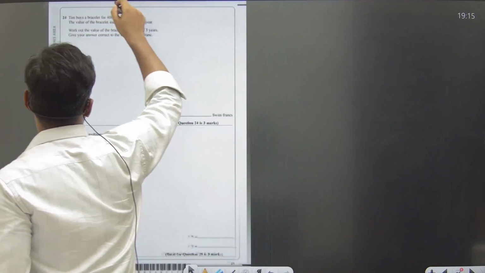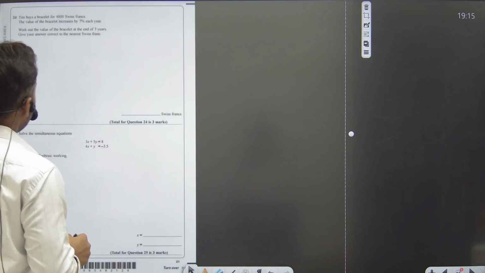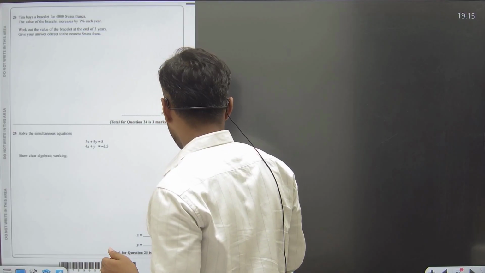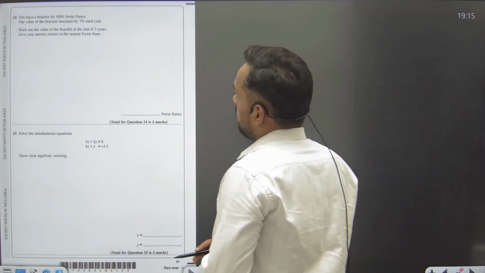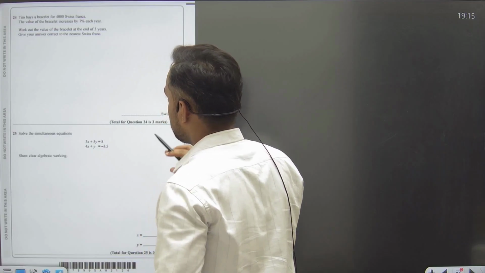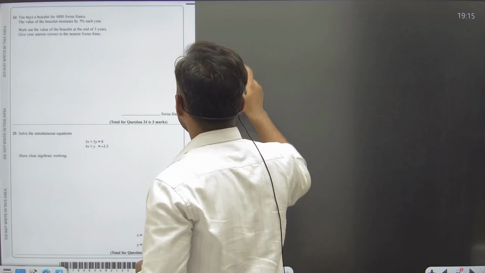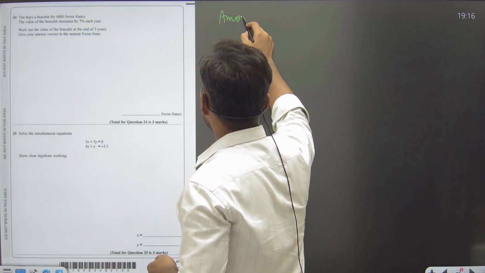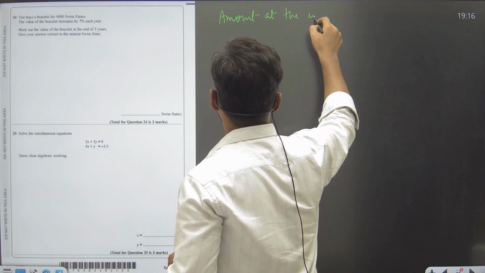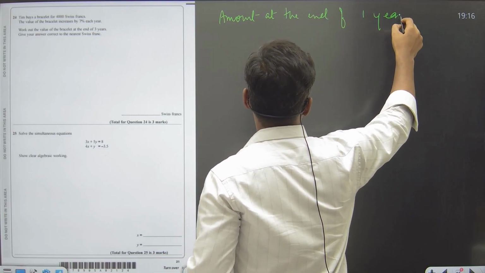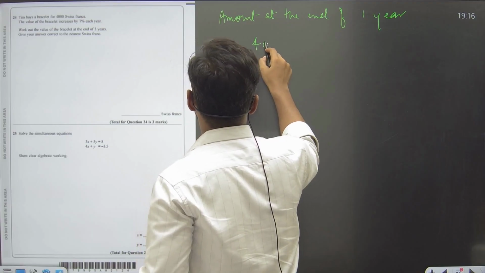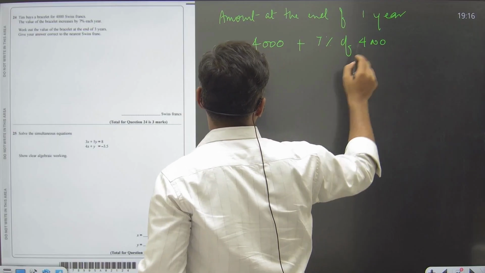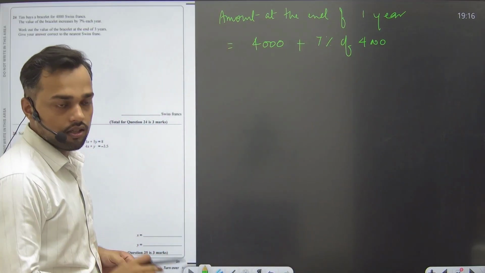Tim buys a bracelet of 4,000 Swiss francs. The value of the bracelet increases by 7% each year. Work out the value of the bracelet at the end of 3 years. Okay, students, see. By 7% each year, the value of the bracelet is getting increased. So the amount at the end of 1 year will be equal to 4,000 plus 7% of 4,000. Why am I taking this? Because with 7% this amount is getting increased.